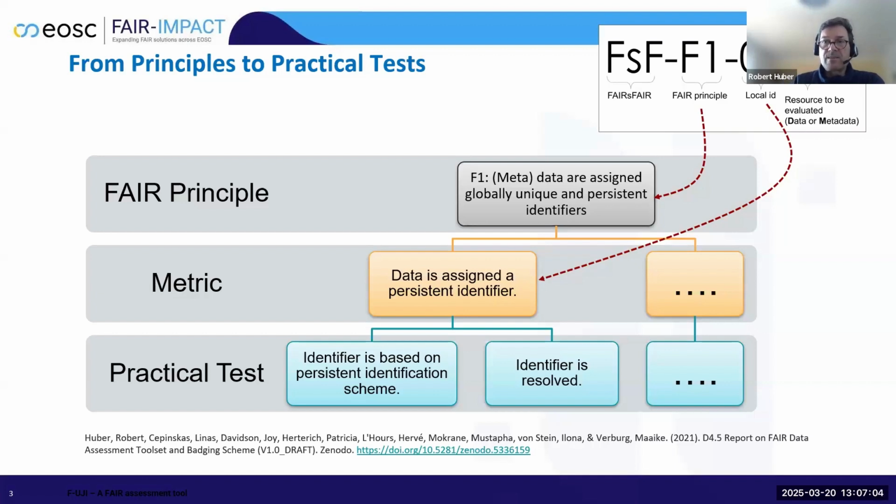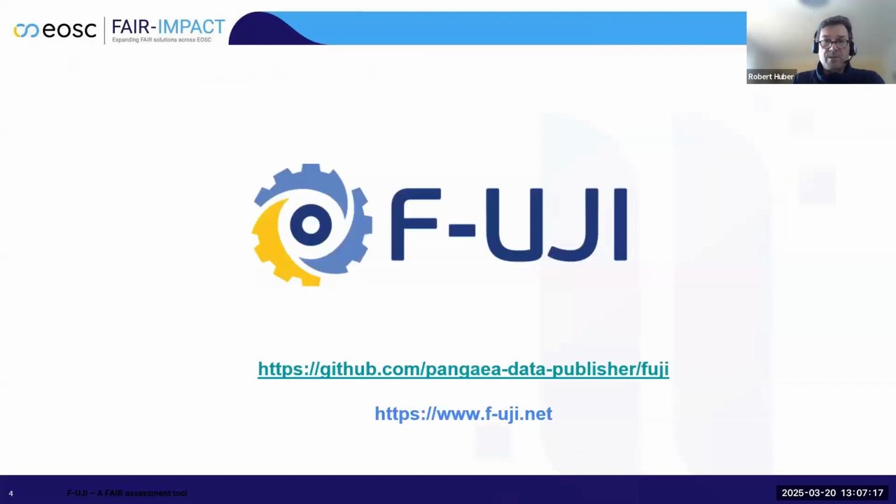This organization is reflected in the unique identifier we assign to each metric and test, which is displayed in the upper right corner here. The name we gave the tool, Fuji, comes from the Malay word uji, which simply means test. The former main developer of the tool, Surya Devaraju, was from Malaysia, and she came up with this idea. And F, of course, stands for FAIR. So F-UJI means FAIR test.